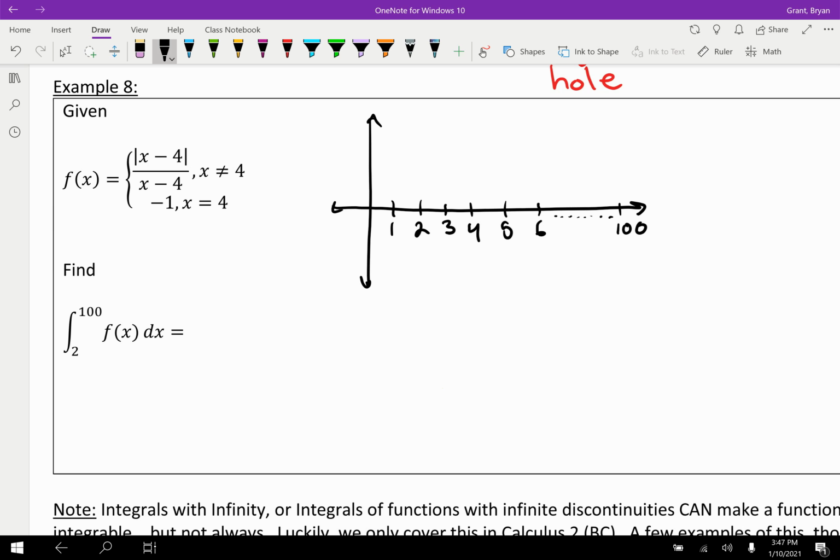And let's graph the function. One of them is very easy. This is the point 4 comma negative 1. 4 comma, let's put negative 1 down here. So negative 1, 1, 2, a little bit of symmetry.